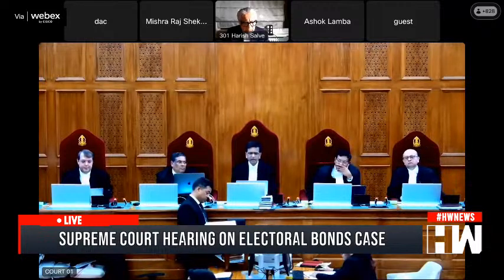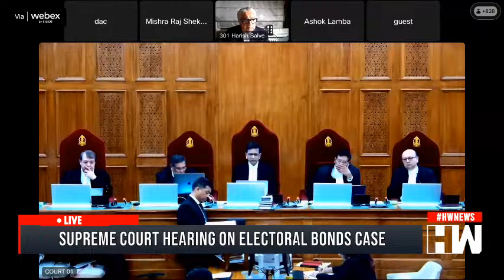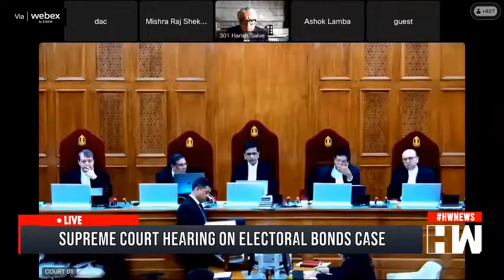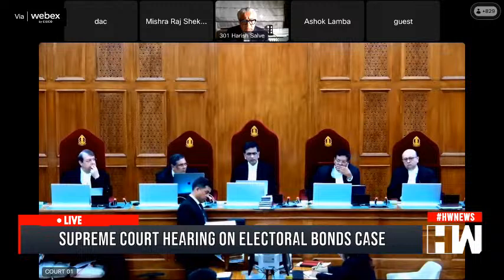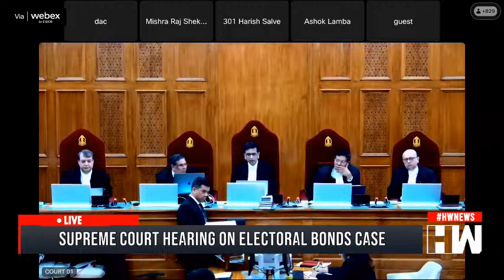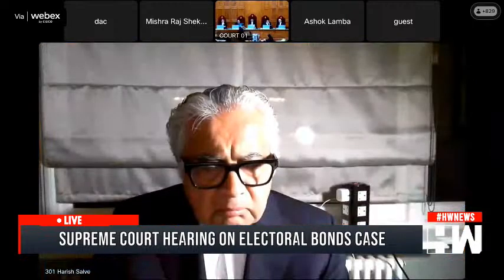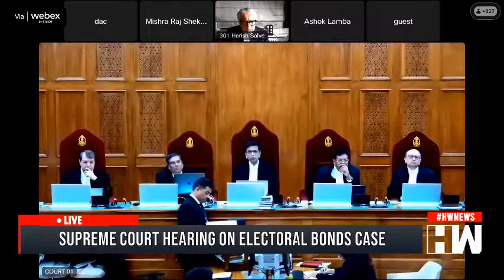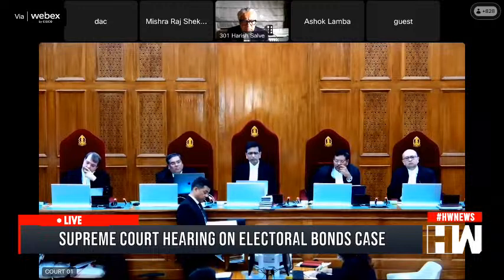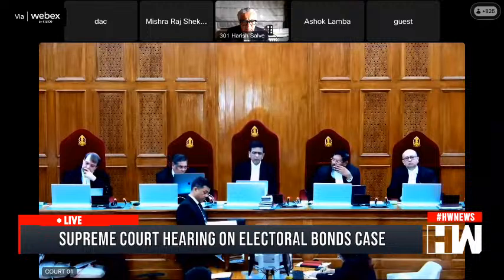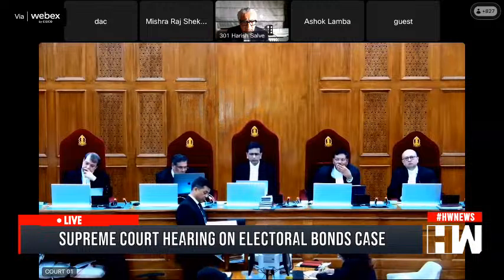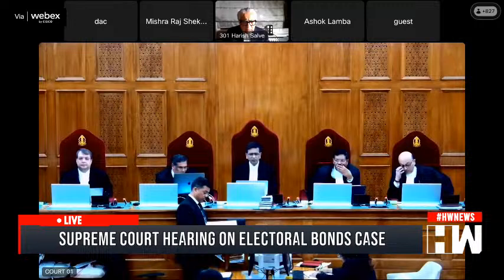In support of the application by SBI, I've heard Mr. Harish N. Salve, learned senior counsel. Mr. Salve submitted that the information which was received by the SBI was maintained in two separate silos and were maintained with the utmost secrecy so as to fulfill the core purpose of the electoral bond scheme.